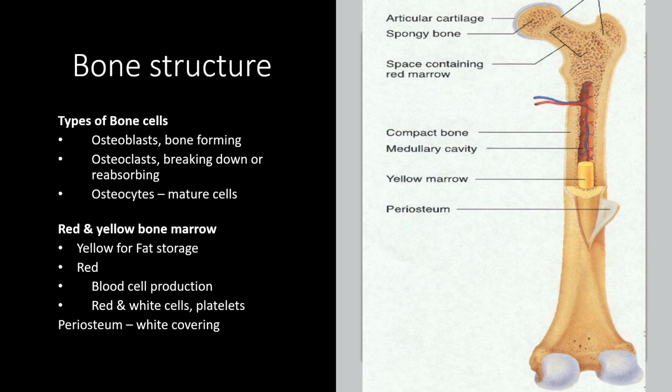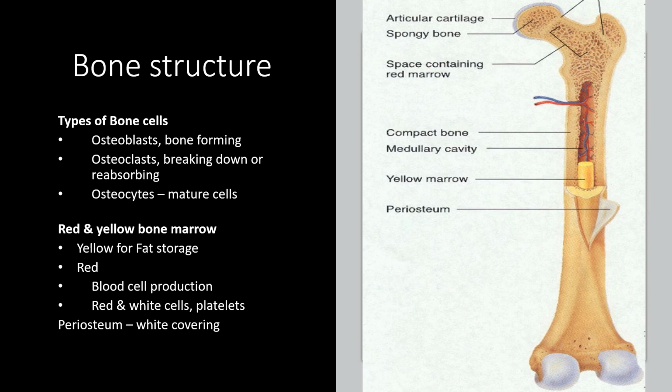As we get older and we store more fat in the body, and maybe the production of cells, which has to happen every 20 days, is not as rapid as it might be when you're a child, our bone marrow turns yellow and it stores fat.